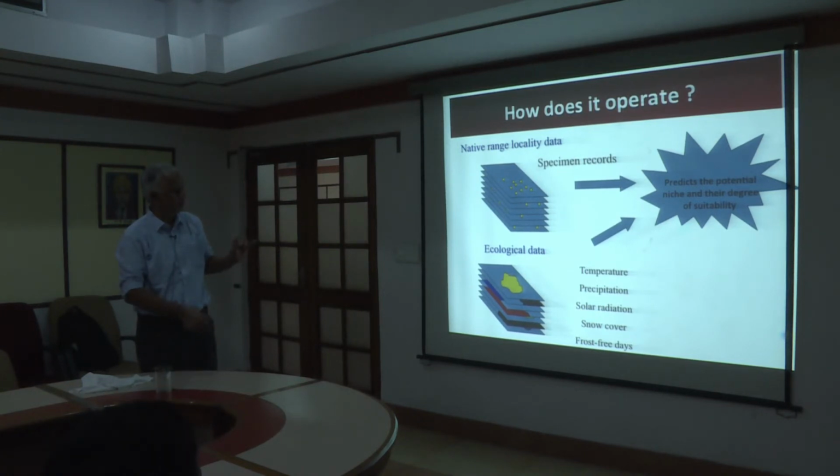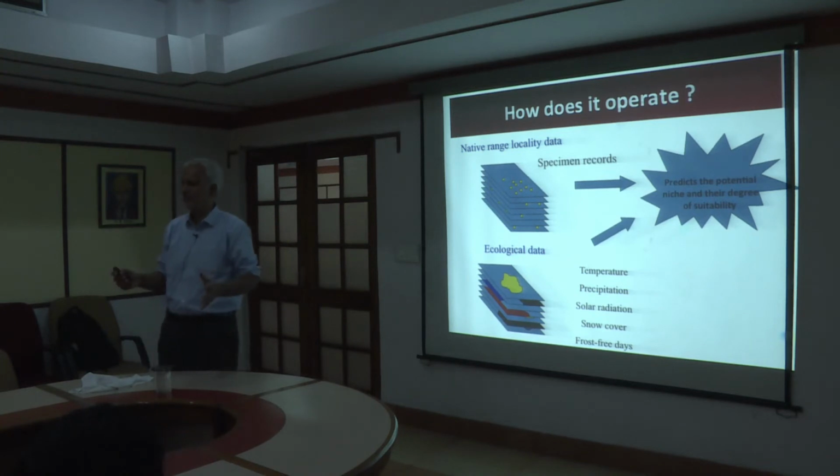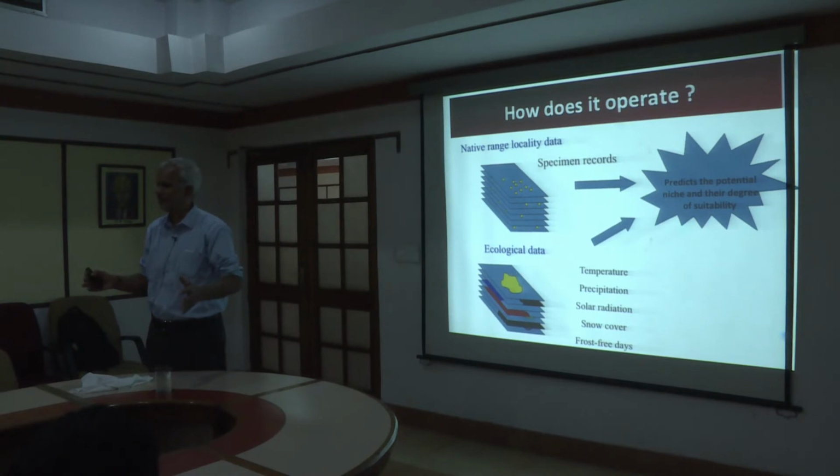data on temperature, precipitation, solar radiation, snow cover, frost-free days, name it. There are 19 odd variables you can use for predicting the potential niche of camel and the probabilistic suitability of the habitat for camel anywhere in the world, all this within one working day with a reasonable computer, reasonable power of the computer and number crunching. That is the power of this modeling.